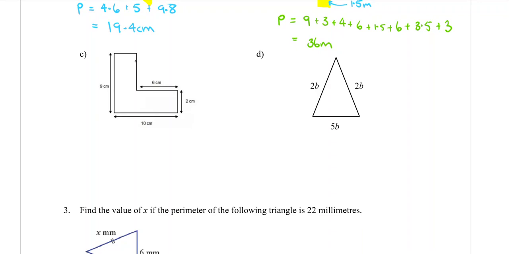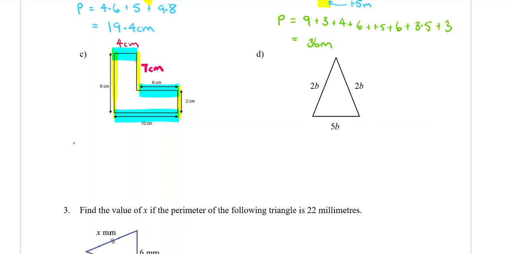Let's have a look. We are missing this vertical one here. So if we look at the 9 and the other vertical side that we have here, which is 2, 9 take away 2 would make this side here 7 centimeters. Then if we look at the horizontal sides, we have a 10 there and 6 there. So I could find this missing one. 10 take away 6 would be 4 centimeters.